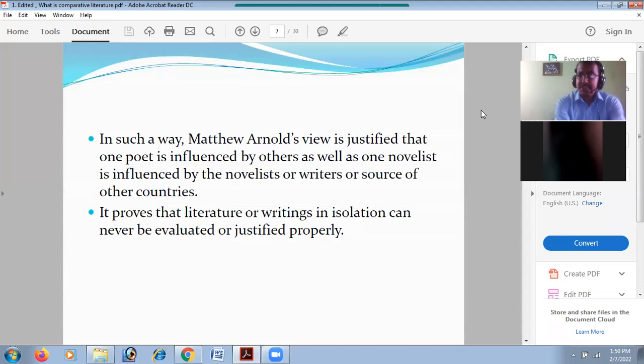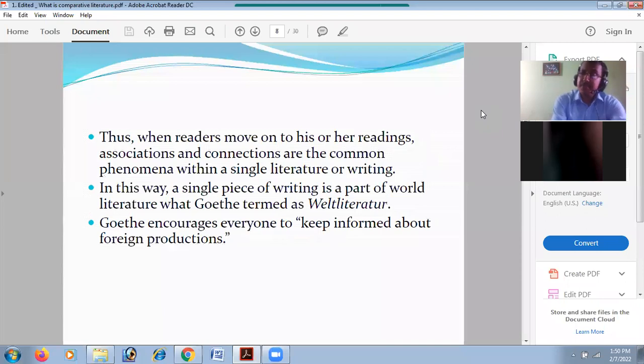It proves that literature or writings in isolation can never be evaluated or justified properly if we take Matthew Arnold's comment for granted. Thus, when a reader moves on to his or her writings, associations and connections are common phenomena within a single literature or writing. In this way, a single piece of writing is a part of literature, what Goethe termed Weltliteratur. Okay, Weltliteratur. So this is Goethe's term. So when we find the connection, then we can say that every literature is in some way connected to world literature, as termed by Goethe.